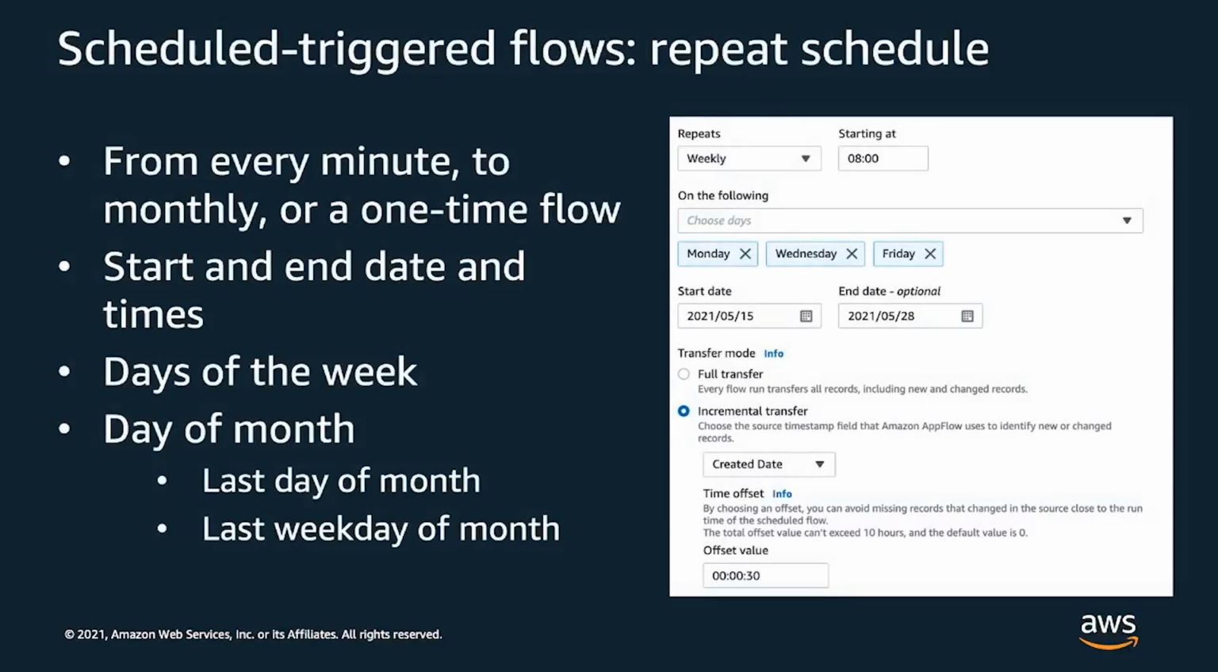With that repeat schedule, you have flexibility when you're setting this up. You can do it from every minute to a monthly schedule, or even a one-time flow. You can schedule a one-time flow to happen next week. You have a start and end date and times, depending on the type of schedule you're using. You can choose days of the week. If I do weekly, I can say do it Monday, Wednesday, and Friday, or just every Saturday. If you choose monthly, you can choose days of the month. You can say I want you to do it the last day of the month, the last weekday of the month, the first day of the month, or the first weekday of the month. So there's a lot of flexibility when you're setting up schedules and how you want to pull that data.